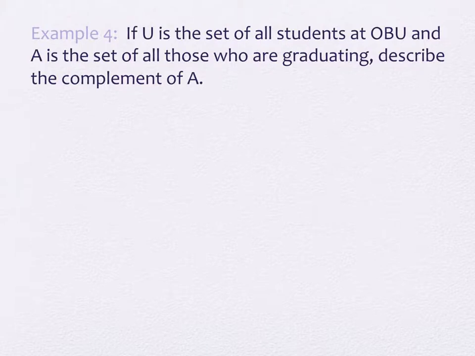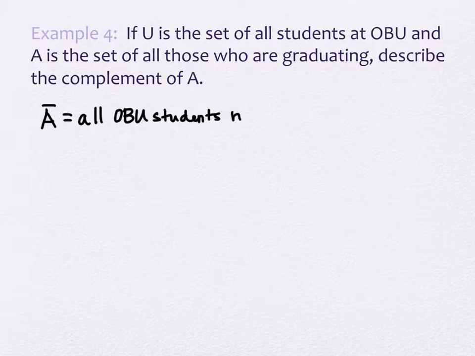All right, so we're going to do an example. U is the universal set of all the students at OBU. A is the set of those who are graduating. Describe the complement of A. What would A complement be in words? Yeah, it's all OBU students not graduating.